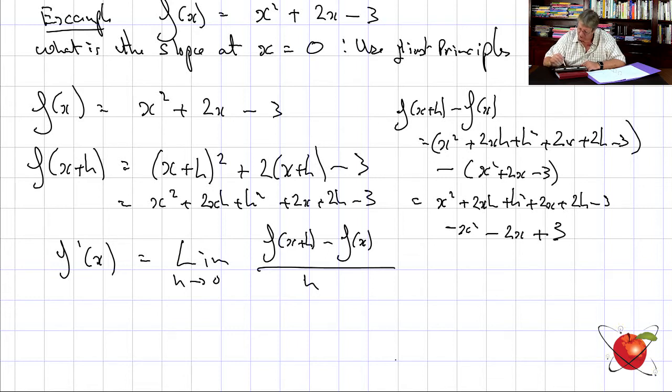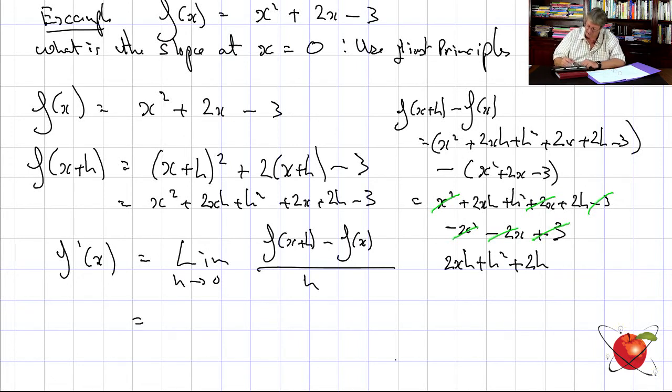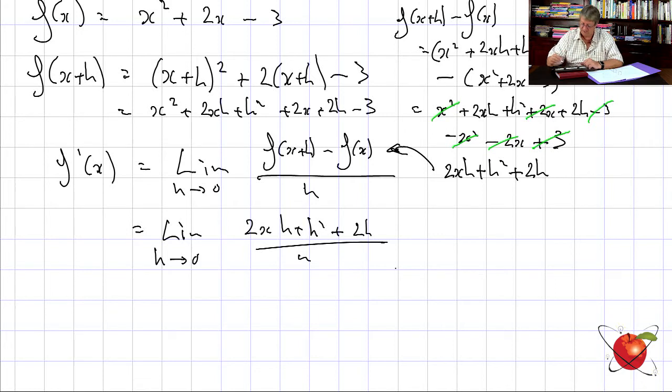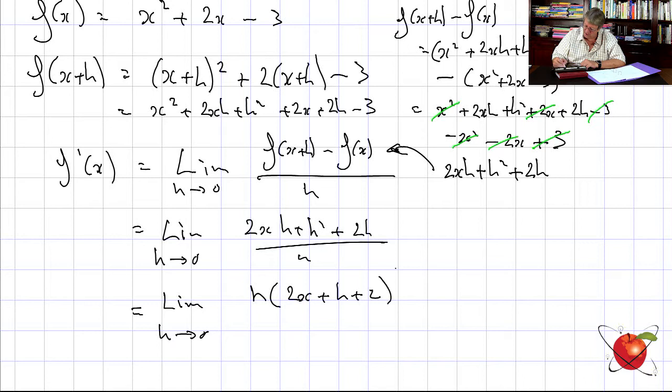Now you take your green cancelling pen. Look, 2x and 2x, and 3 minus 3. So we have shortened this to 2xh plus h squared plus 2h. Everything else is gone. So this is the limit as h tends to 0 of 2xh plus h squared plus 2h all divided by h. Generally, every time you're going to factorize these, and remember, you must write this limit all the way down. I can take h out, and that's going to be h times 2x plus h plus 2, all over h.